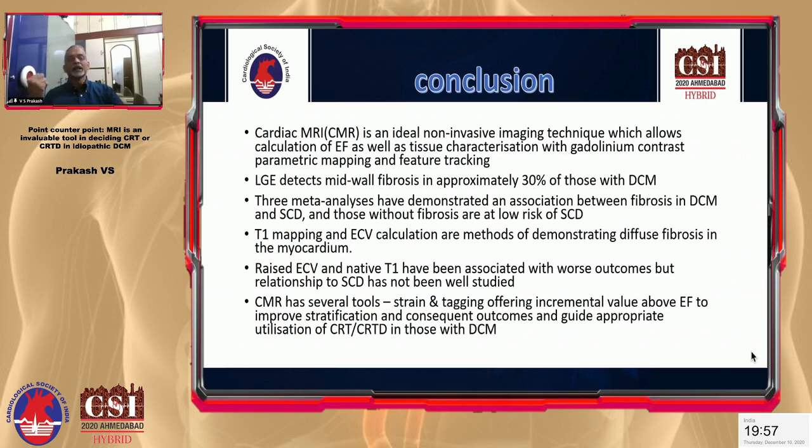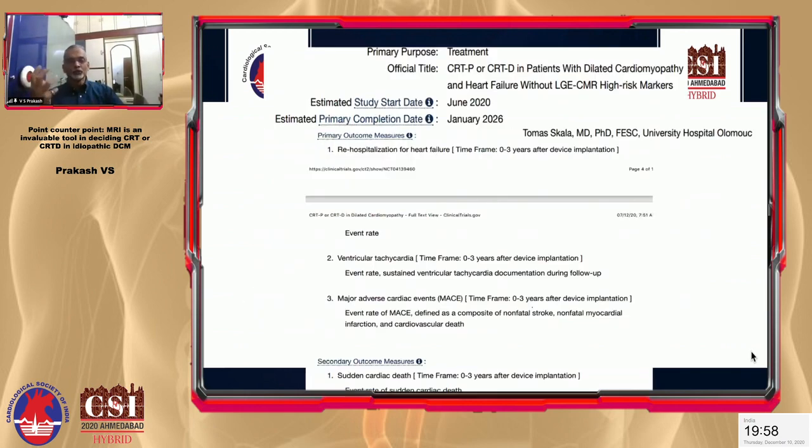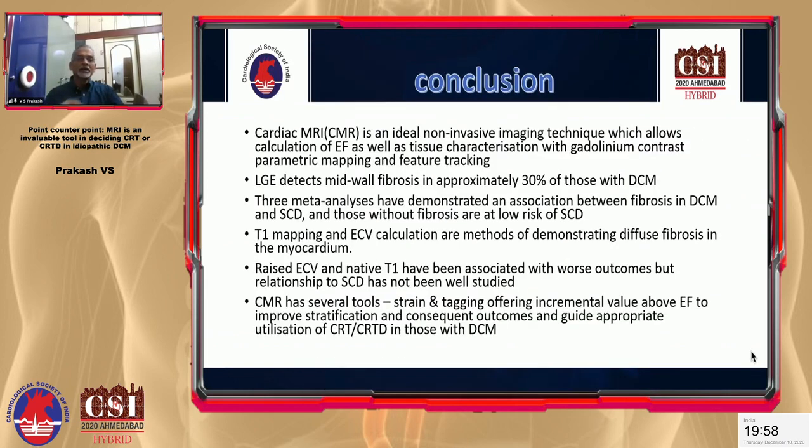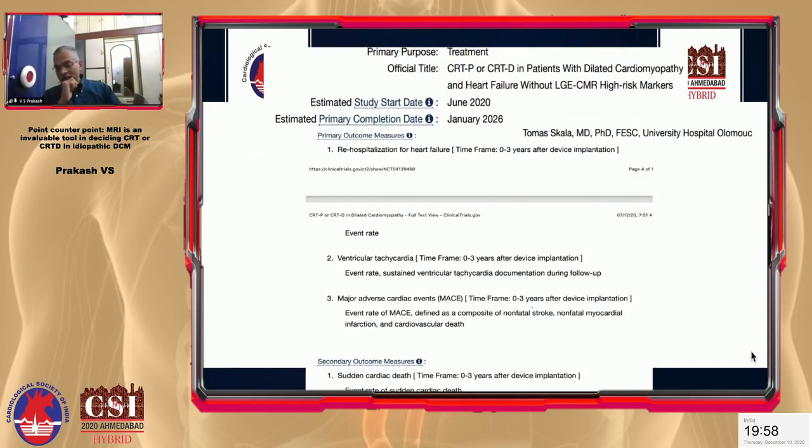T1 mapping and extracellular volume calculation are again trying to define diffuse fibrosis. And last but not the least, CMR has several tools like strain and tagging, which offer incremental value to improve risk stratification and also to guide us whether we need CRTD or CRTP in a given situation. And probably we're waiting for this study, in which we are trying to compare CRTD versus CRTP in IDCM patients with heart failure and no LG.